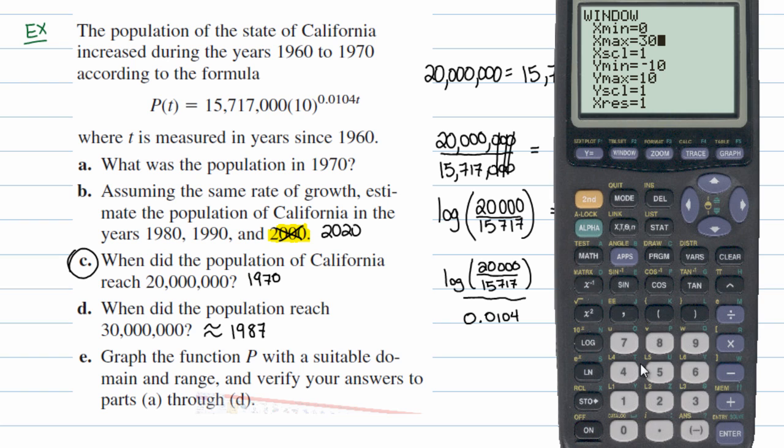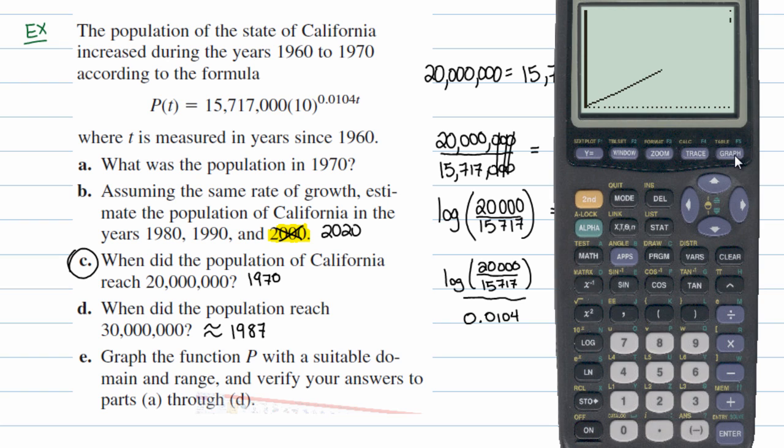The population, don't start at y equals -10. Don't even start at y equals 0. The minimum population is 15,717,000. So I'm going to start my y values at 15,500,000. And then I'm going to end my population probably around maybe 35 million. And then we go ahead and hit graph. I'm just going to do that, just so I have a nice window here.